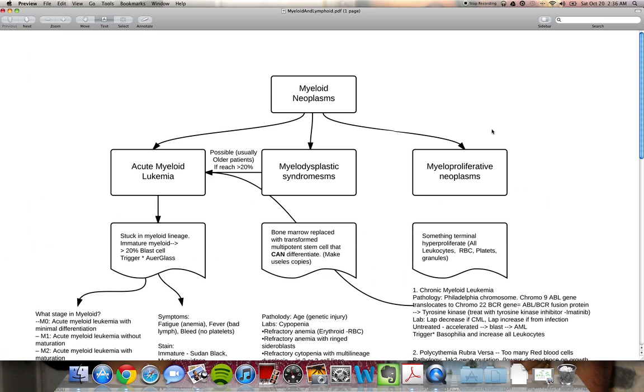So myeloid, we're going down the myeloid lineage, right? There are three myeloid neoplasms that we're going to learn: acute myeloid leukemia, myelodysplastic syndrome, and myeloproliferative neoplasms. We'll start with the first one and work our way across. Acute myeloid leukemia: the definition is that we're going to get stuck somewhere in the myeloid lineage.